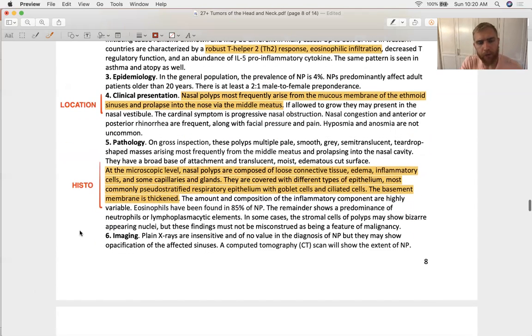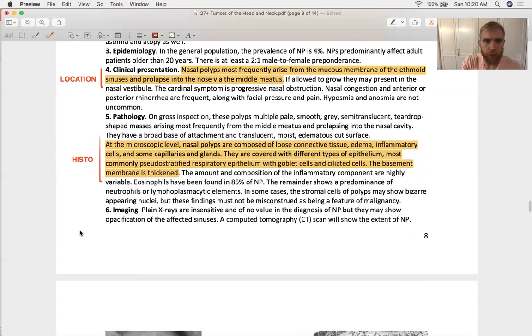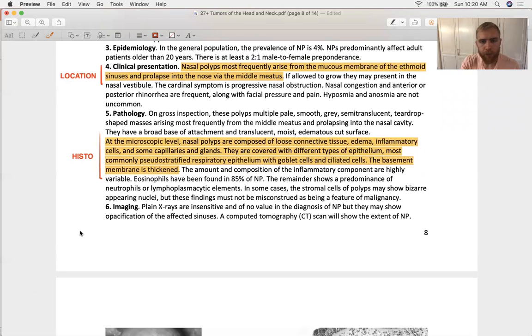So nasal polyps are highly involved with allergic reactions. You see a lot of eosinophils. They most frequently arise from the mucous membrane of the ethmoid sinuses and prolapse into the nose via the middle meatus. So if you remember, you have a superior, middle, and inferior meatus. You have superior, middle, and inferior turbinates or concha in your nose as well, and those are your bony shelves.